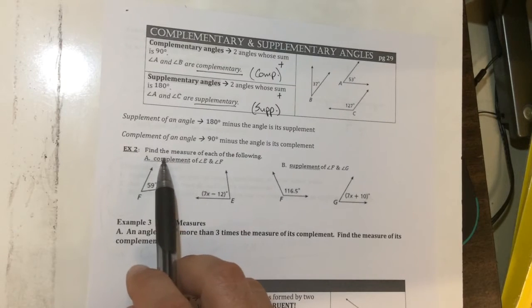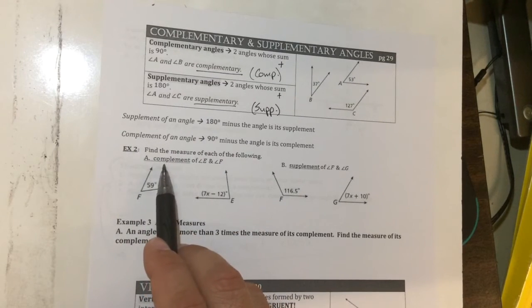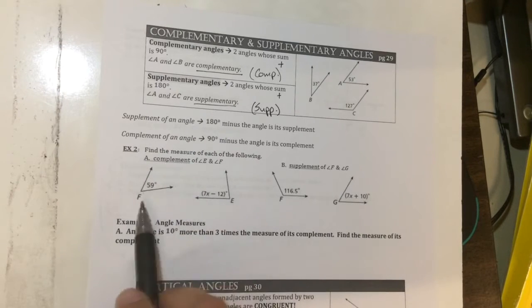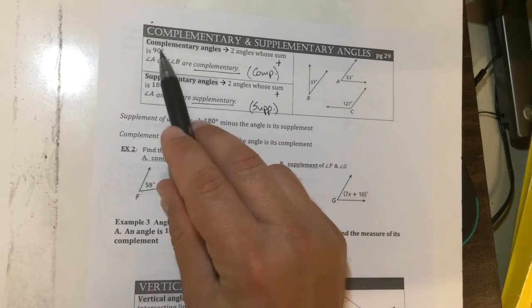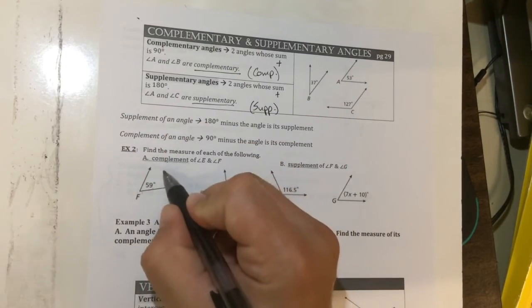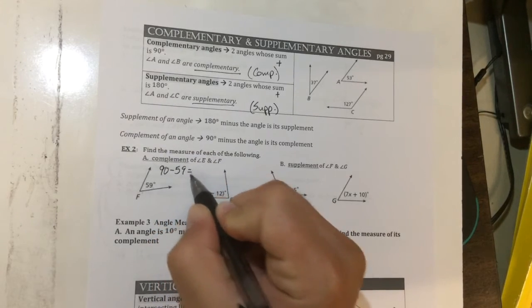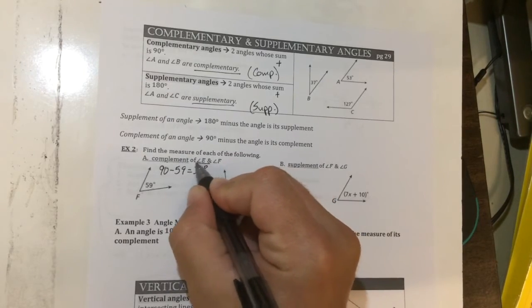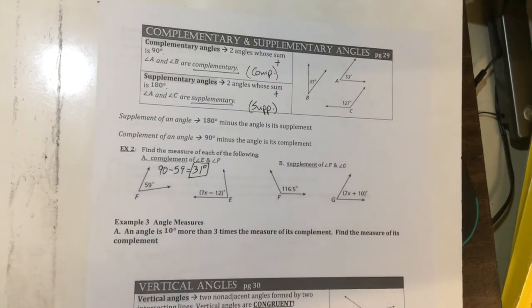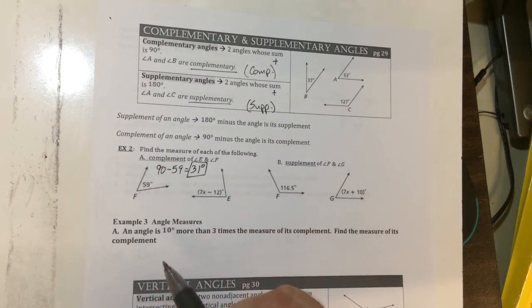So in example 2, we're asked to find the measure of each of the following. Okay? We're supposed to find the complement of angles E and F. These are two separate problems. They are not going to go together. So to find the complement of angle F, complement means we're using 90. We're going to do 90 minus 59. And we get 31 degrees. So the complement of angle F is 31 degrees. That means an angle measuring 31 degrees would be complementary with angle F.